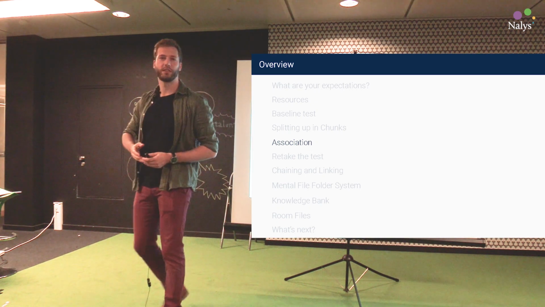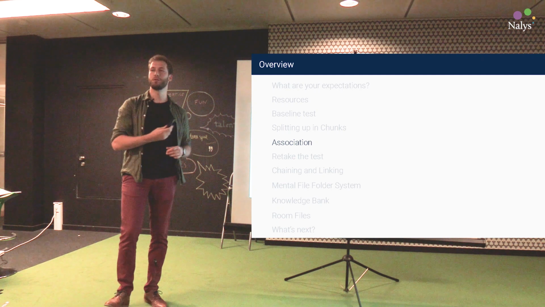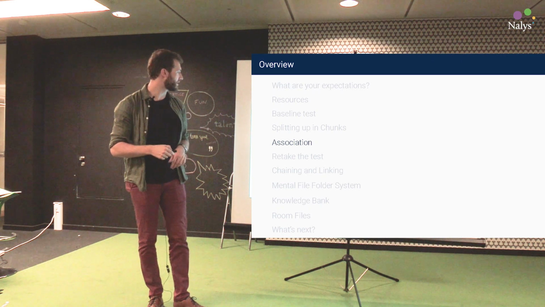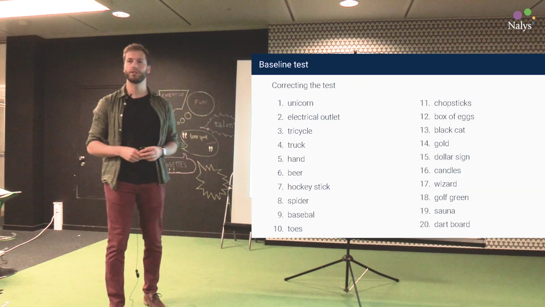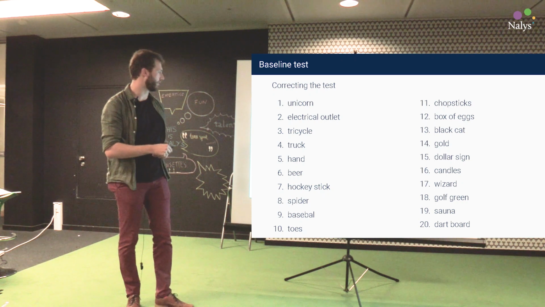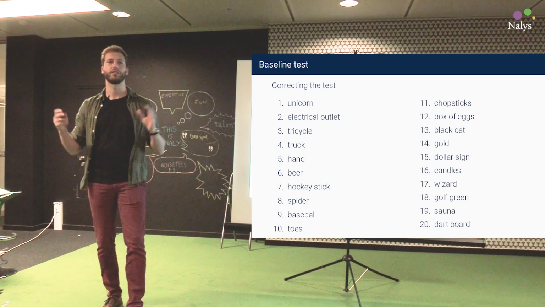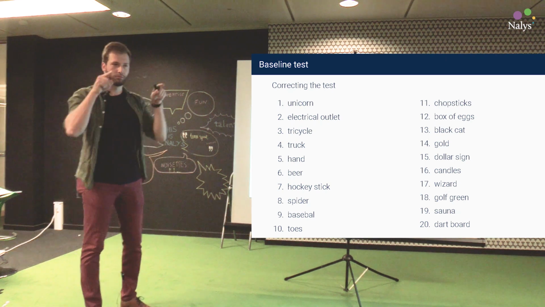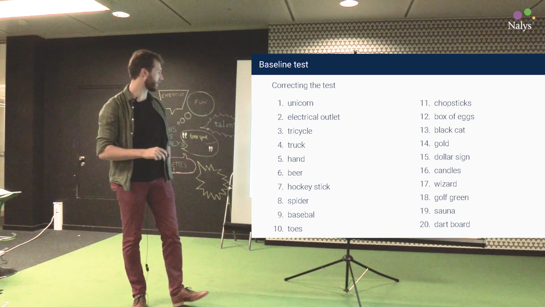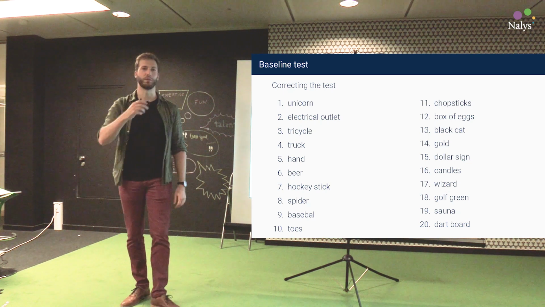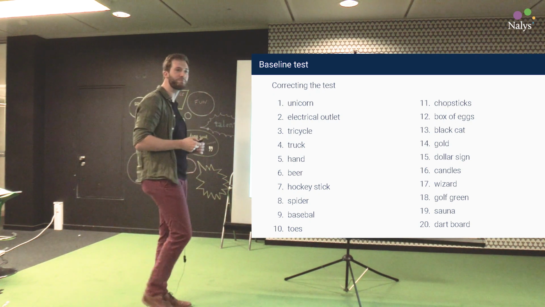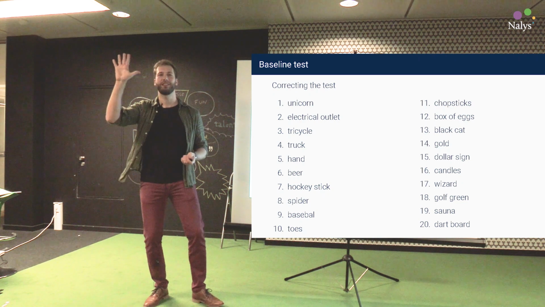Another technique is association. So what did we do here? Some people remarked on it. They saw the link with the list. If we look at the list, unicorn, what can we associate it with? Uni, 1. We can link it to 1. Electrical outlet. How do we link it to 2? Yeah, it has 2 pins, 2 holes. Electrical outlet, 2. Tricycle, that's an easy one, not going to go over that. A truck, what? 4 wheels, excellent group. A hand, what has 5 things on a hand?